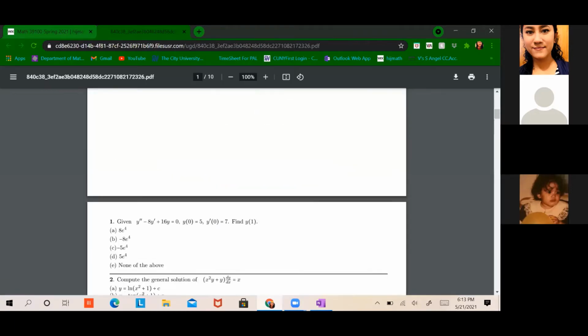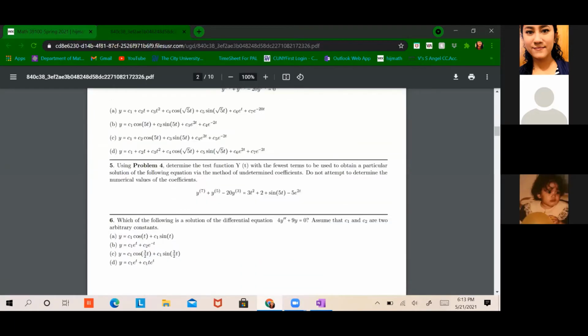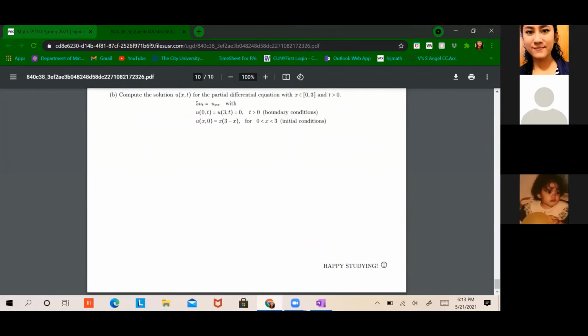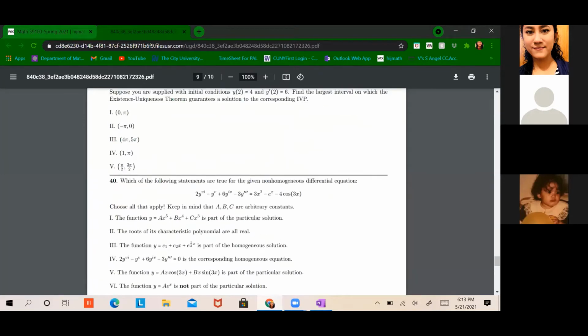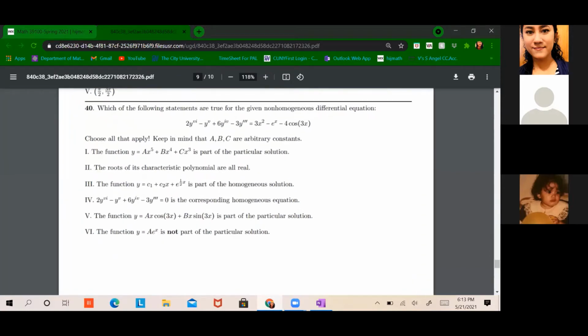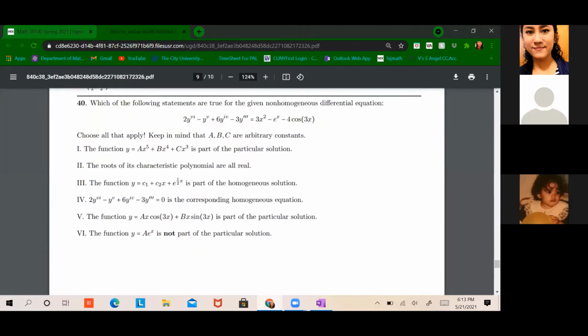Okay, so which question was it? 40. Okay, so here's 40. So I solved it and I got the answer: 1 is true, 3 is true. I'm just not sure because you had a similar question in exam 2, where you have 2y to the 6 whatever as a corresponding homogeneous. Well, this is a similar concept but just a different equation.